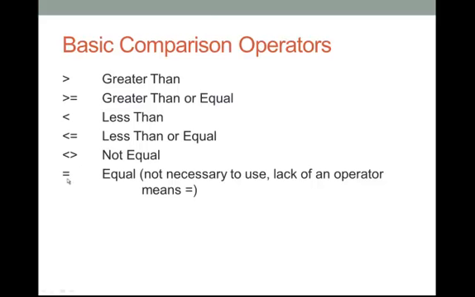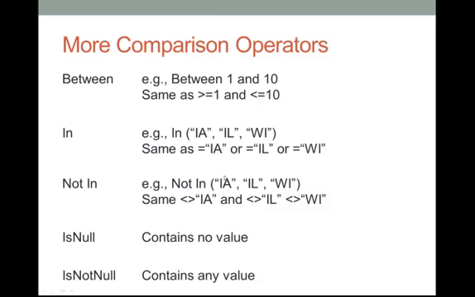And then, of course, you think, well, what about equal? You can use the comparison operator of equal. However, there really is no need to in Access. In Access, the lack of an operator means equal. So just not having any of the other ones means equal. There's a few other, a little more complex ones. Still, I see these and use these on a daily or at least every other day in my work.